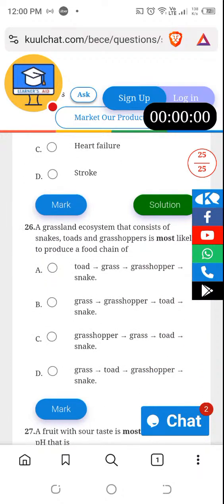Let's move on. A grassland ecosystem that consists of snakes, toads, and grasshoppers is most likely to produce a food chain of. So you have snake, toad, grasshopper. So it should definitely start with grasshopper. So you have grasshopper, toad, and snake. I think so. Grasshopper, toad.